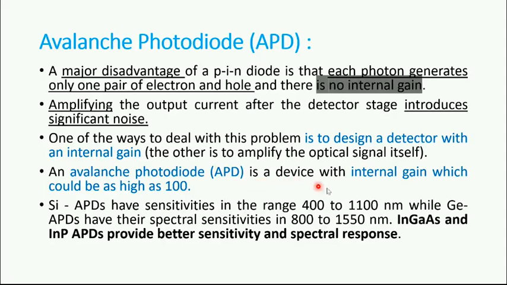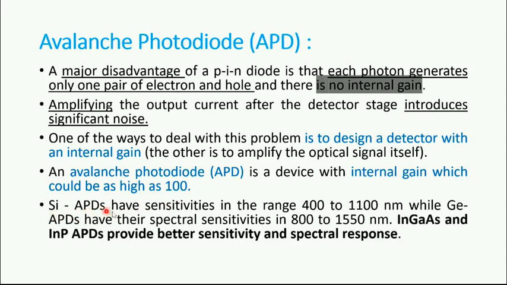So the avalanche photodiode is a device with internal gain as high as 100. Compared to a PIN, suppose the PIN responsivity is 1 ampere per watt. Then the APD responsivity can be 100 times that. And responsivity increases means the photocurrent also increases. The responsivity equation is R = IP / P, right? IP is the photocurrent and P is the incident photon power. So as responsivity increases, the current also increases. So compared to PIN, the APD has larger photocurrent, without any amplifier. That is very, very important, okay?